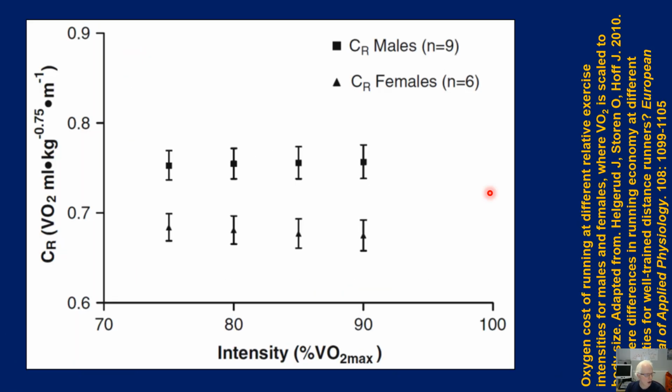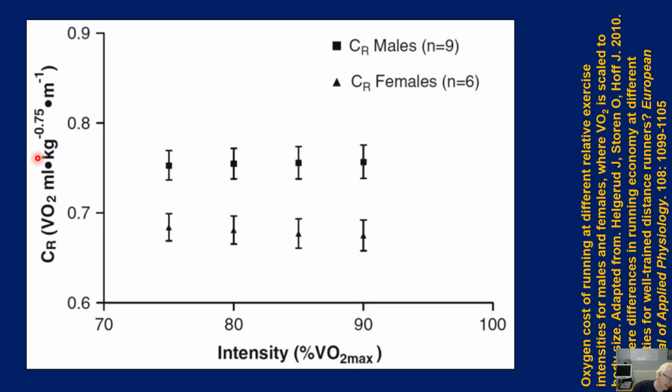Now, earlier on we had the data from BA's group where she referred to the notion of the cost of running. The cost of running is just a way of representing this slightly differently, and there are different ways of doing this. Di Prampero and colleagues talked about the cost of running being the VO2, the oxygen cost at a given workload, minus the resting VO2. But this group here have done it slightly differently.